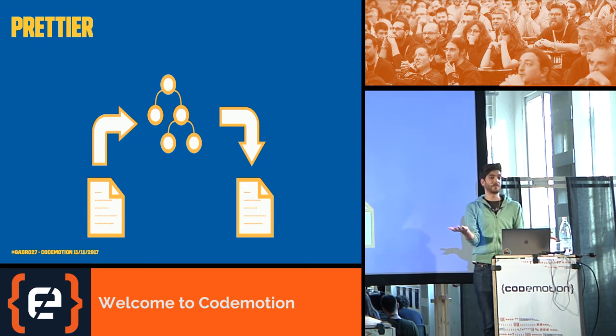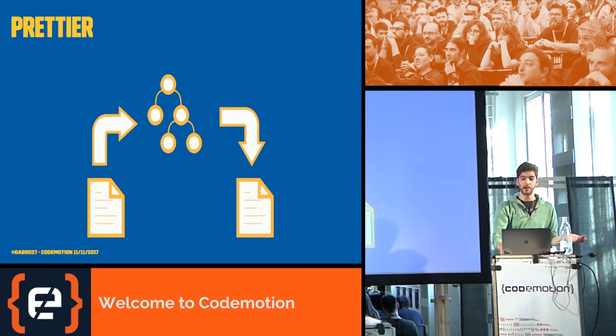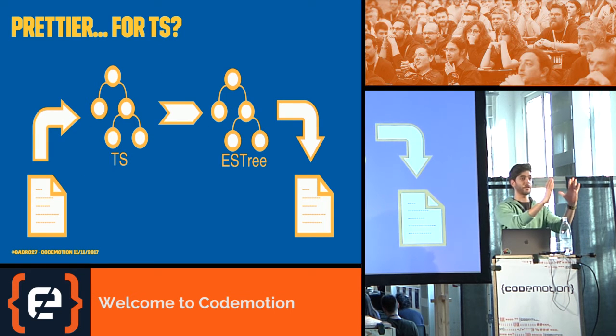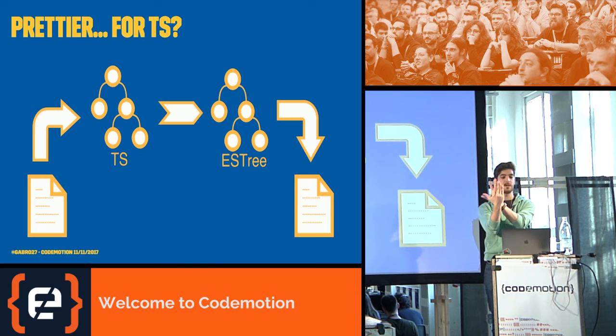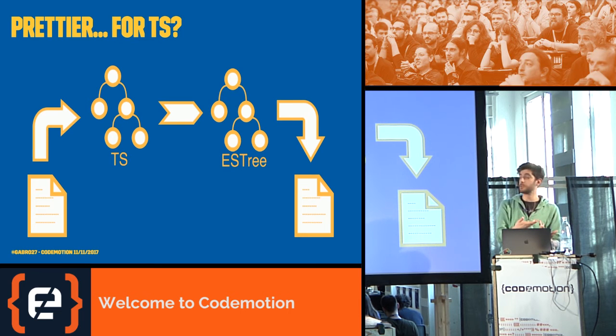So you have two choices there. You can rewrite a similar tool for TypeScript, or you can do what has been done, which is take the TypeScript tree, transform it to a tree that Prettier can understand, and then you get all the goodies from Prettier for free. So you don't need to rewrite Prettier, you just need to change the input. You manipulate the input of Prettier from TypeScript to ES3, and then you can pass it to Prettier, and it does its job.